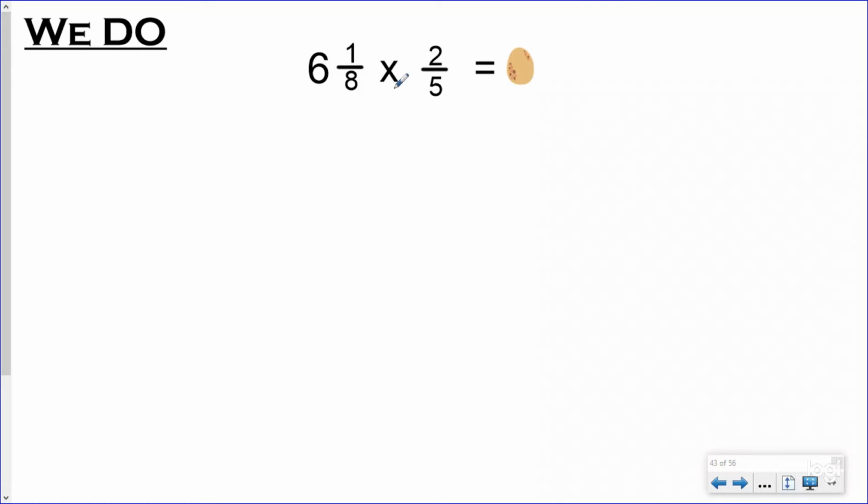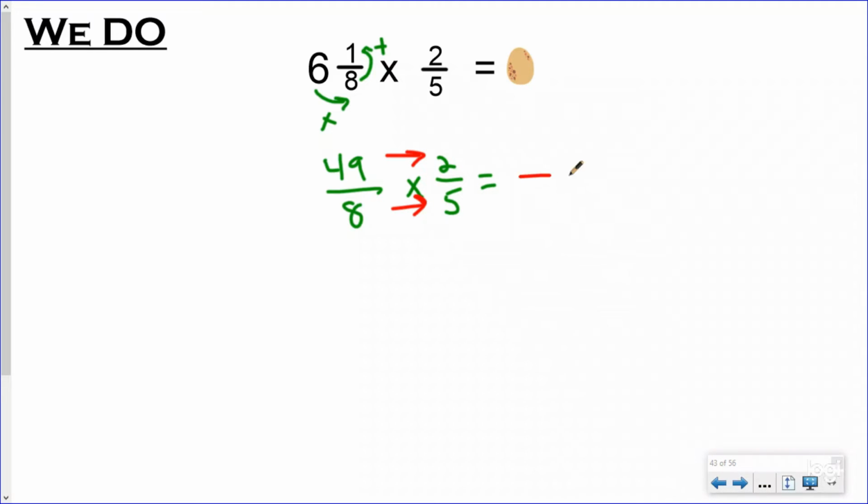Let's do this one together to find out what dinosaur variable number is inside my brown egg. So here I have 6 1/8. I know that my steps told me I need to turn this into an improper fraction. So 6 times 8 would be 48, plus 1 is 49, and my denominator stays the same. Here I have 2/5, and now all I need to do is multiply across. So I know that my denominator is 40. I'm not going to try to do 49 times 2 in my head because I might make a mistake.